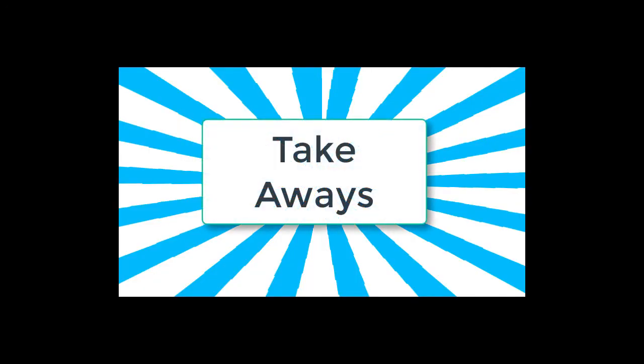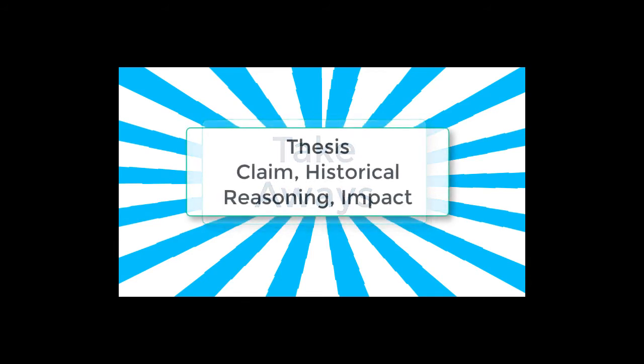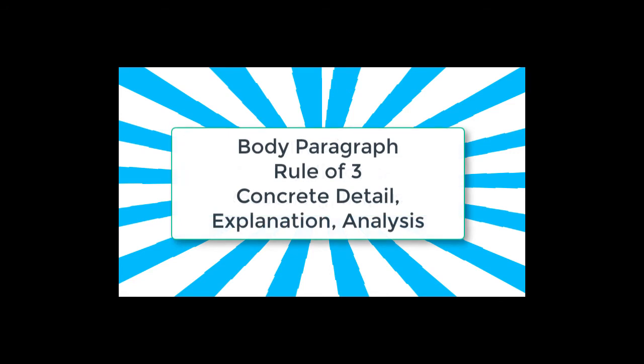Okay, so what are our big takeaways from this particular video tutorial? First, remember that when you're creating a thesis or a main claim, you have three elements to it. Claim, historical reasoning, it gives us a reason why we're making the claim, and then the impact, what's the significance? When you get into your body paragraphs, make sure that you have a topic sentence followed by the rule of three. Rule of three basically means you're going to have the repetition of three blocks of arguments. The blocks are this: concrete detail, explanation, and then analysis of that concrete detail to back up your argument. You're going to do that block 3 times in your body paragraph. And that's basically all you have to do in order to support a main argument.